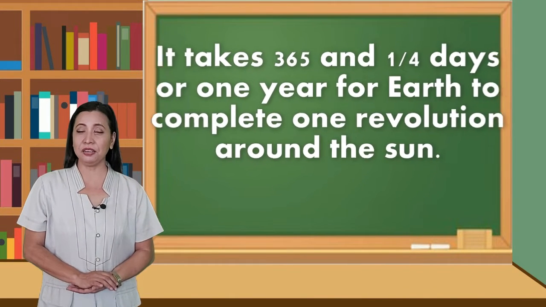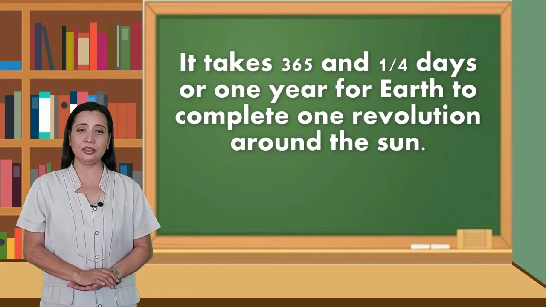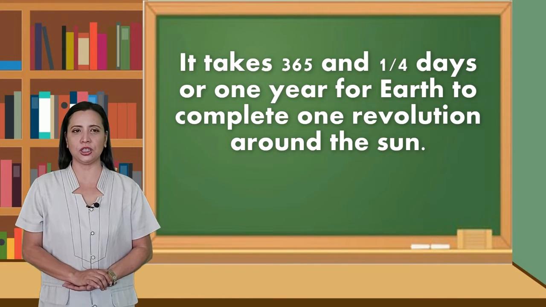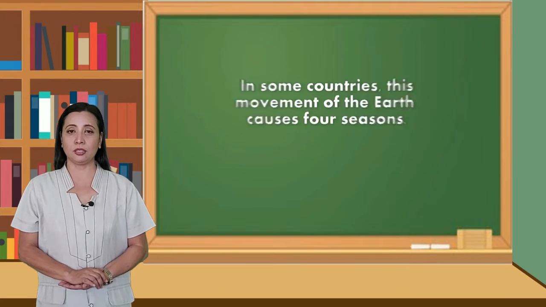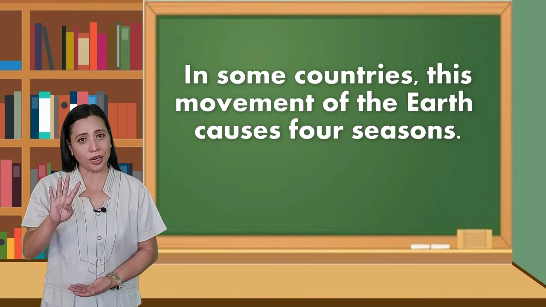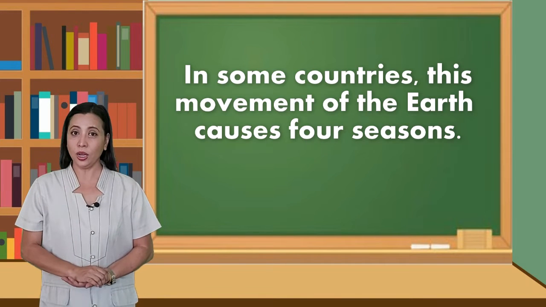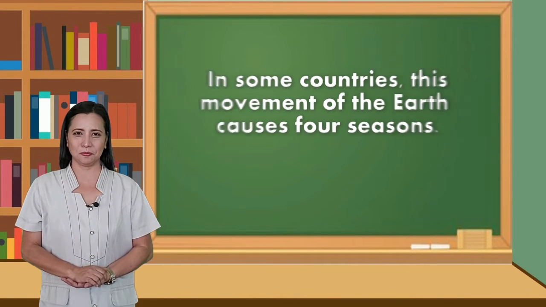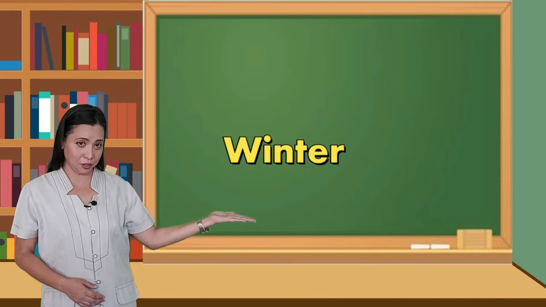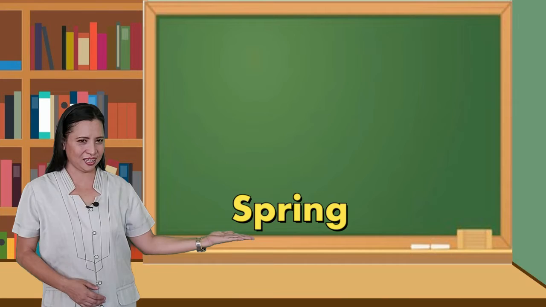It takes 365 and 1/4 days or 1 year for the Earth to complete one revolution around the Sun. In some countries, this movement of the Earth causes 4 seasons. What are those seasons? Summer, autumn, winter, and spring.